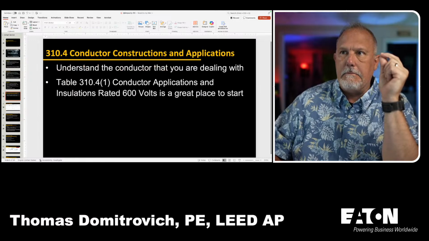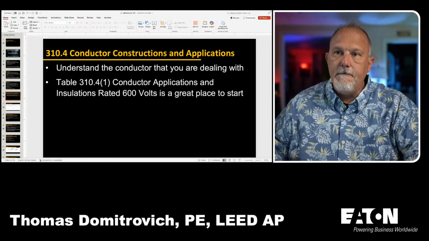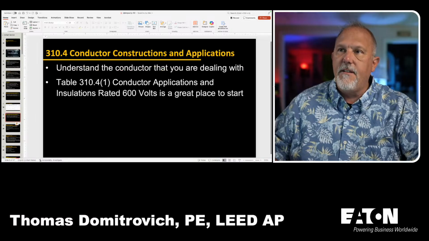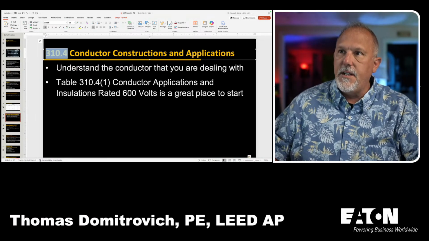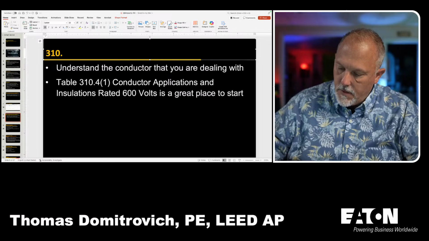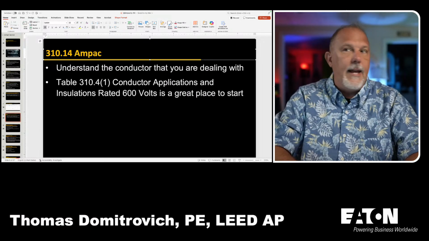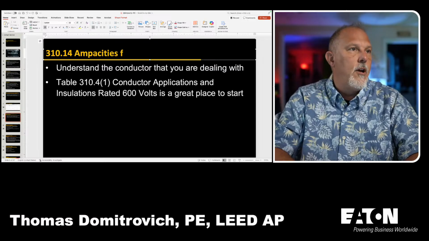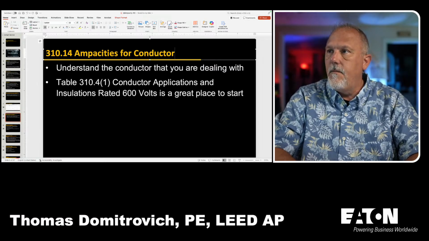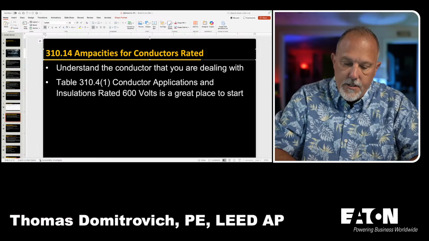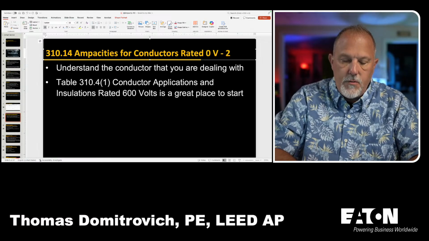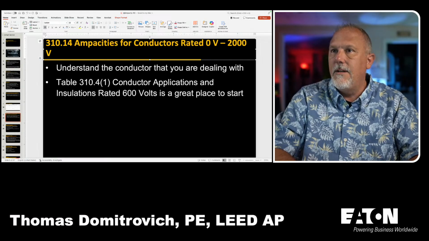Let me show you something. Control C. I'm going to add a 310.14. Remember, I told you this is going to be a working session. So 310.14 is ampacities for conductors rated 0 volts to 2000 volts.